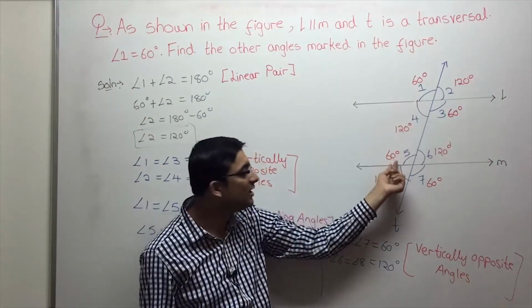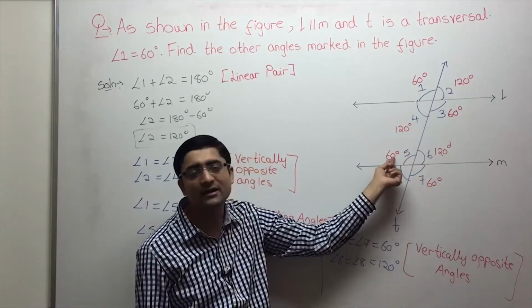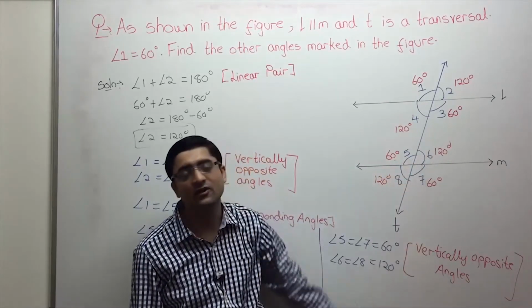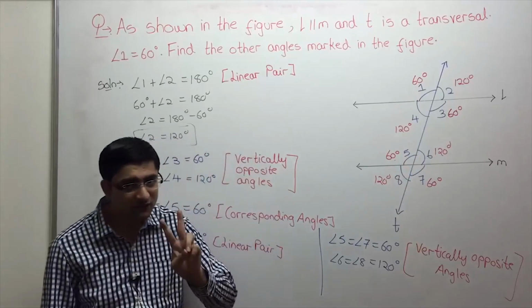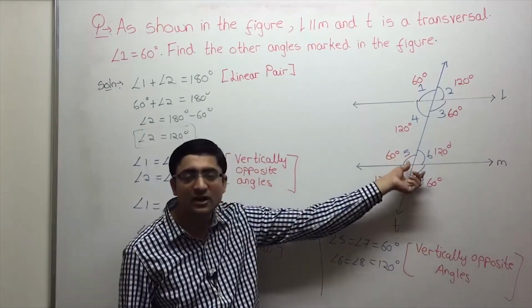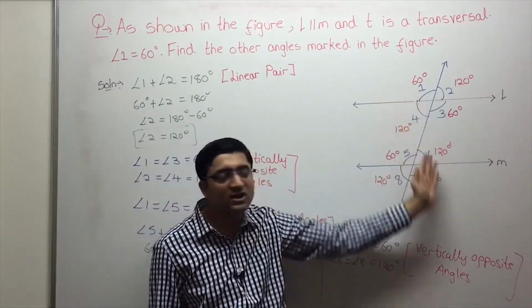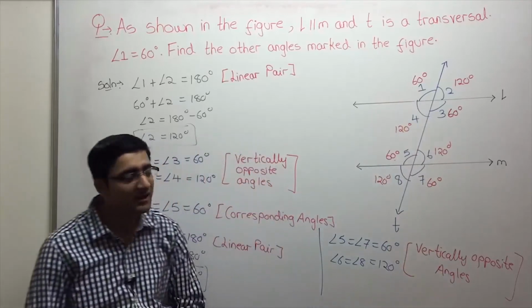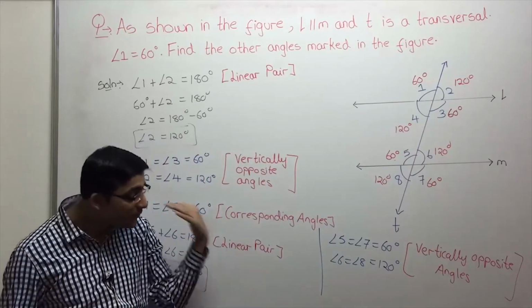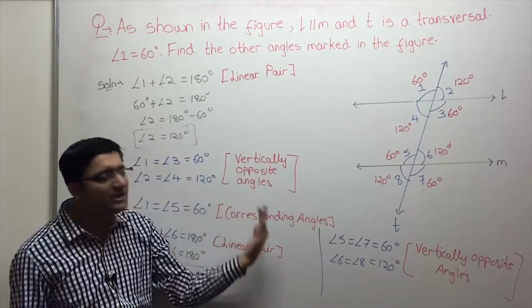This is 60. Again, out of these 4 angles, if you have one angle, first linear pair, then vertically opposite angles, right? So you have 2 choices, linear pair and vertically opposite angles, or write down all the corresponding angles, you'll get the answer, right? So it is completely your choice. So I want you to watch this video once again and it'll become absolutely clear.